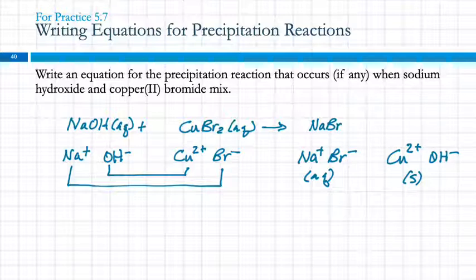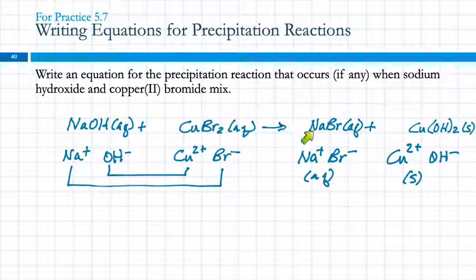So NaBr, aqueous, +1 and -1 charges. And then Cu2+ with hydroxide, I need 2 hydroxide ions to balance the charge on the one copper, and that's going to be a solid. And then I have to balance the equation.